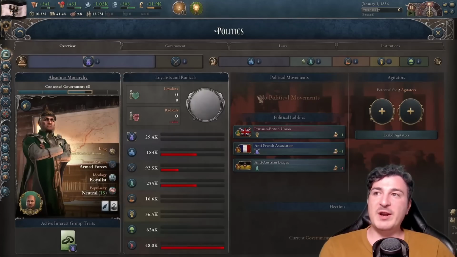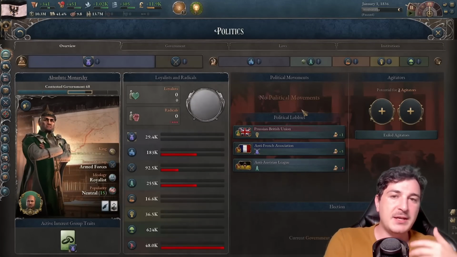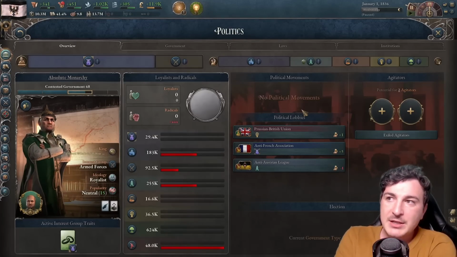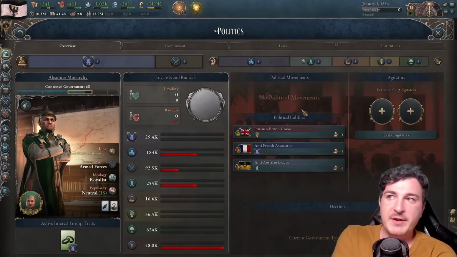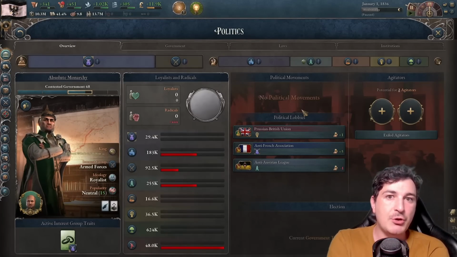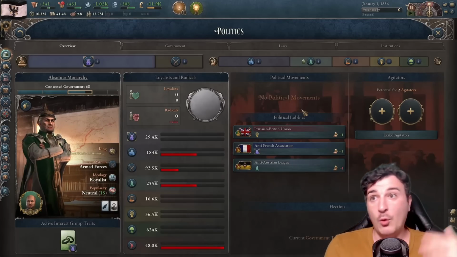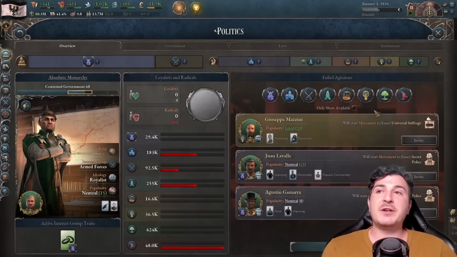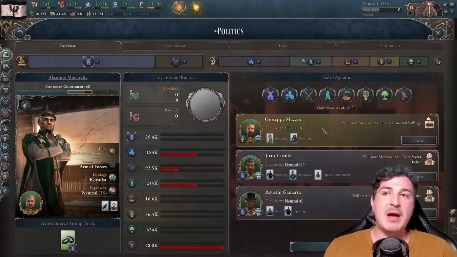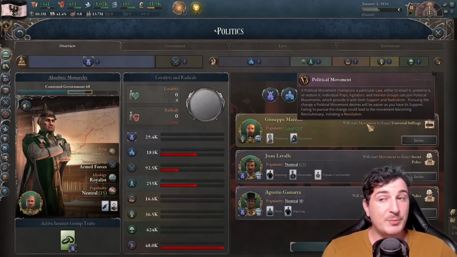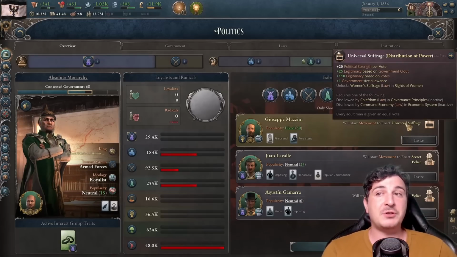We also see here whatever political movements we might have right now. A political movement is basically something that can randomly start off in your country based on the ideologies and the strength of the various political groups in your country, and sometimes they might help you pass certain legislation that you want or that you don't want. Agitators are unique individuals around the world that you can invite to your country, and they will start movements, political movements, to enact certain legislation.